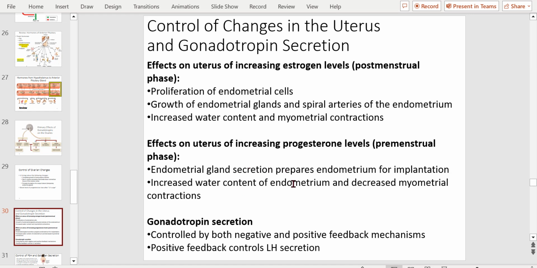Control of changes in the uterus and gonadotropin secretions. So here we have effects on the uterus of increasing estrogen levels, postmenstrual phase: proliferation of endometrial cells, growth of endometrial glands and spiral arteries of the endometrium, increased water content and myometrial contractions. Effects on the uterus of increasing progesterone levels. That was estrogen, now we're at progesterone levels. Endometrial gland secretion prepares the endometrium for implantation, increases water content of the endometrium, and decreases myometrial contractions.